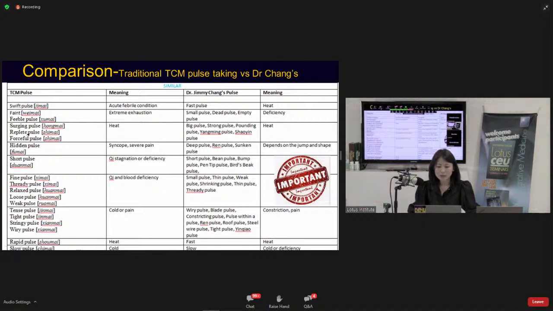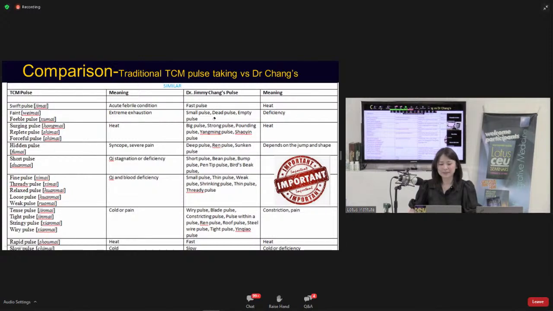Okay, so here is something that I was looking at last week. What I did was I compiled the 26 classic pulses or 29, I forgot. 29 classic pulses. And Dr. Chang has 68. So on the left, I put the TCM pulses. This is what we learn in school here: swift pulse, faint pulse, feeble pulse, right? And then what they mean. And I put down over here the equivalent of Dr. Chang's terminology for you. Then for those of you who didn't forget everything from school, you can use this as a reference.